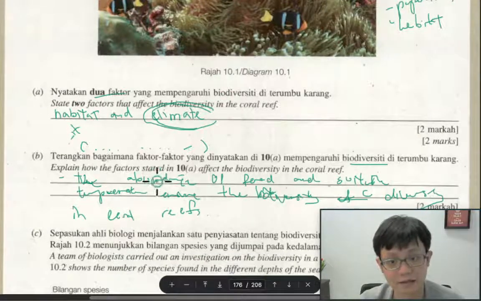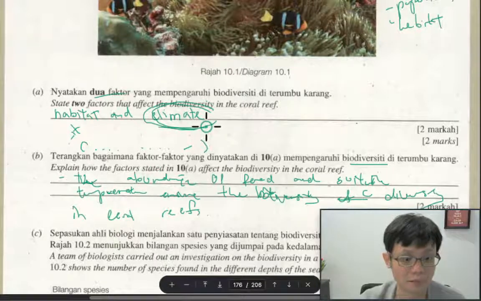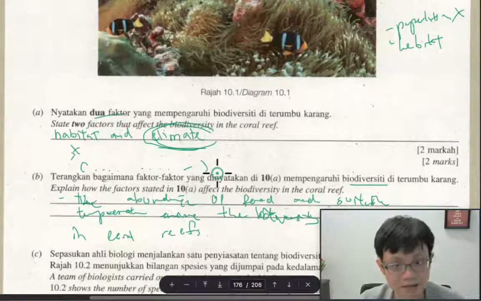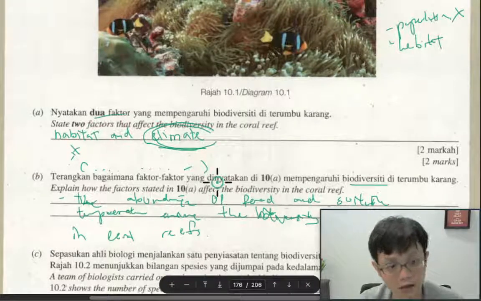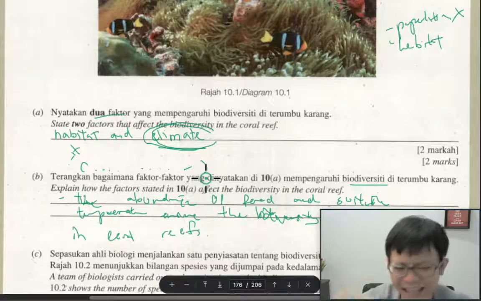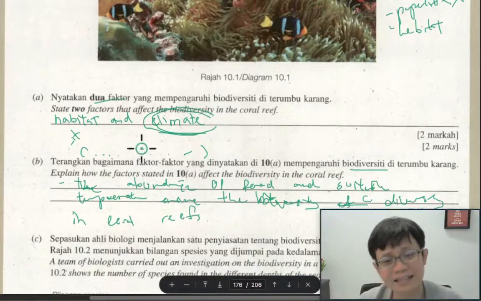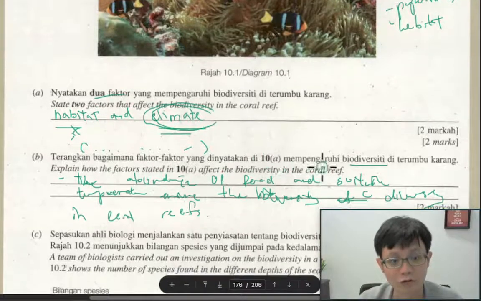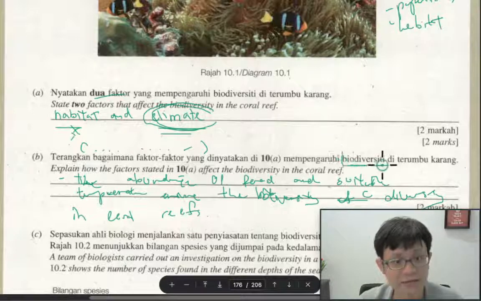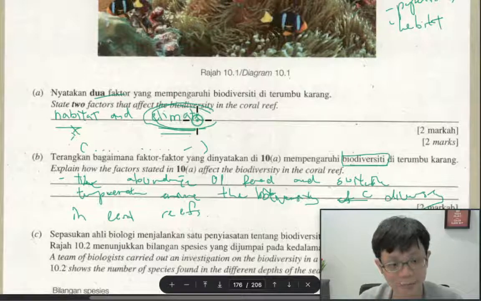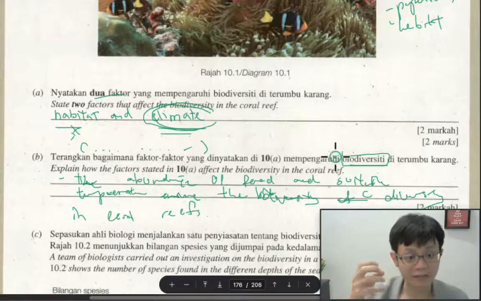Then we can say the climate, okay, the suitable climate ensure that there is the abundance of food where there is the growing of coral reef and growing of plant. Any answer lah, any answer you want to put, because the main thing is how does this explain the biodiversity. And if you know what is a biodiversity, we know there is a variety of many living organism, many interaction of organism. So how does habitat and climate ensure the biodiversity, the variety of it?